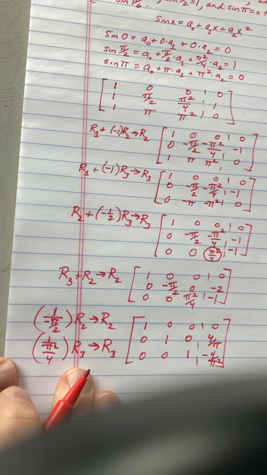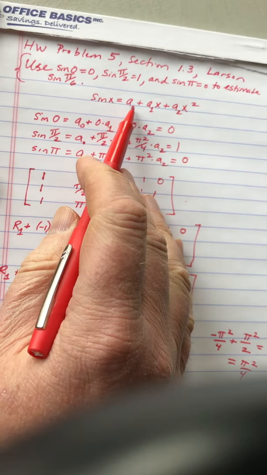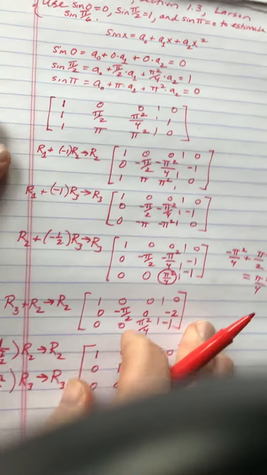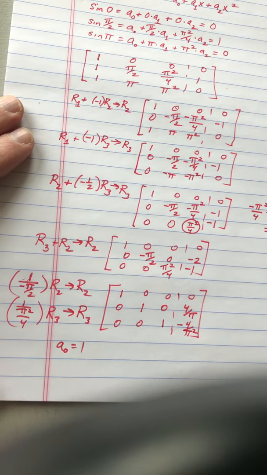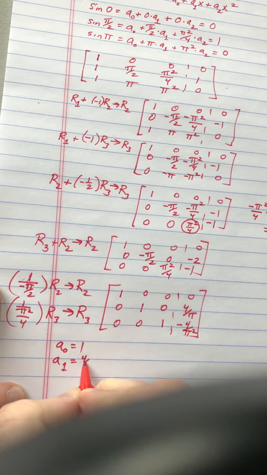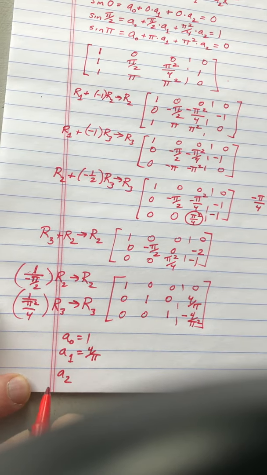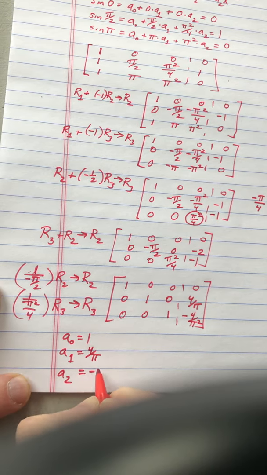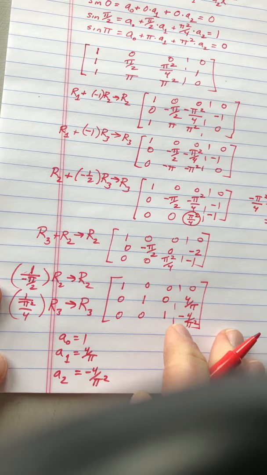Now that looks kind of ugly. But here's our goal. Up here, we were trying to find A0, A1, and A2. Well, I just found them. Look, A0 is equal to 1. That's easy. A1 is equal to 4 over pi. And then A2 is equal to a negative 4 over pi squared. That's great. Now, why is that great?